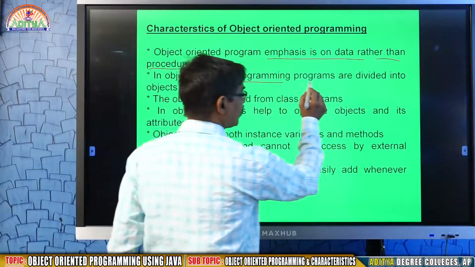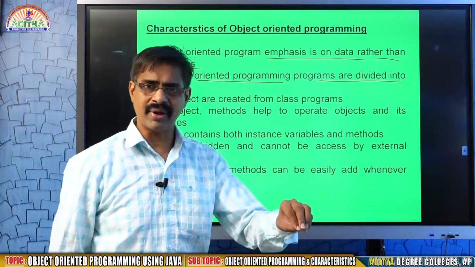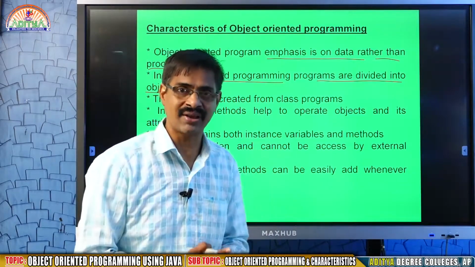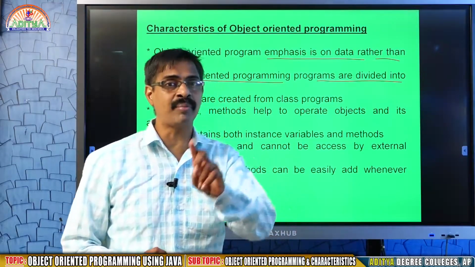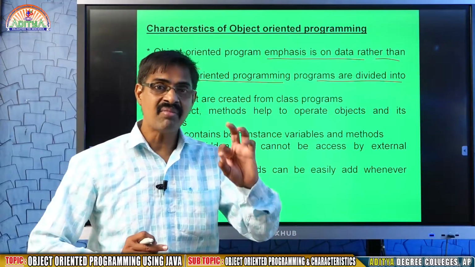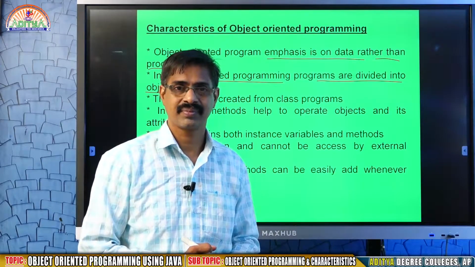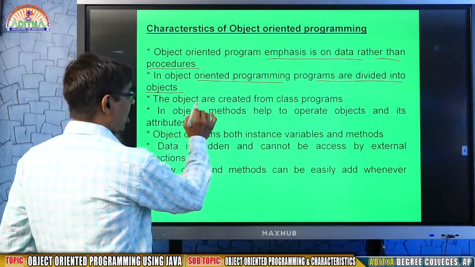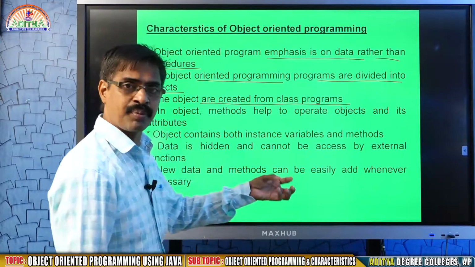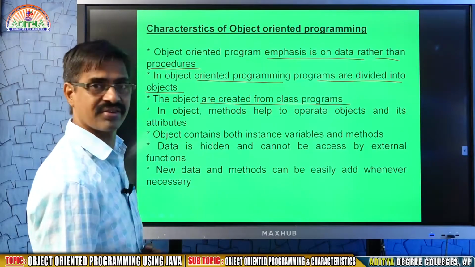In object-oriented programming, programs are divided into objects. In any object-oriented programming, take Java or C++, we write programs using classes, but you operate the classes with the help of objects. That's why objects are called runtime entities, where we combine instance variables and methods. The objects are created from class programs. So if you want to write a program in Java, you have to write classes. To run the classes, you require objects.